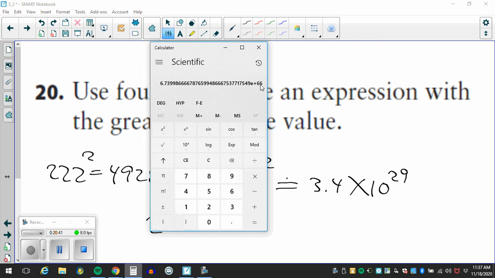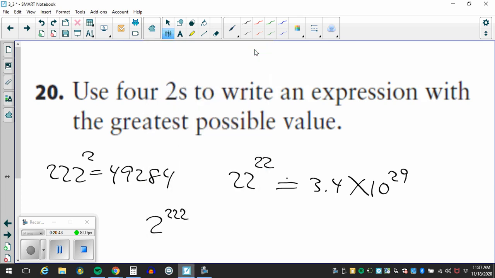So this would be approximately equal to 6.7 times 10. What was our exponent again? 66, which is one freaking big number.